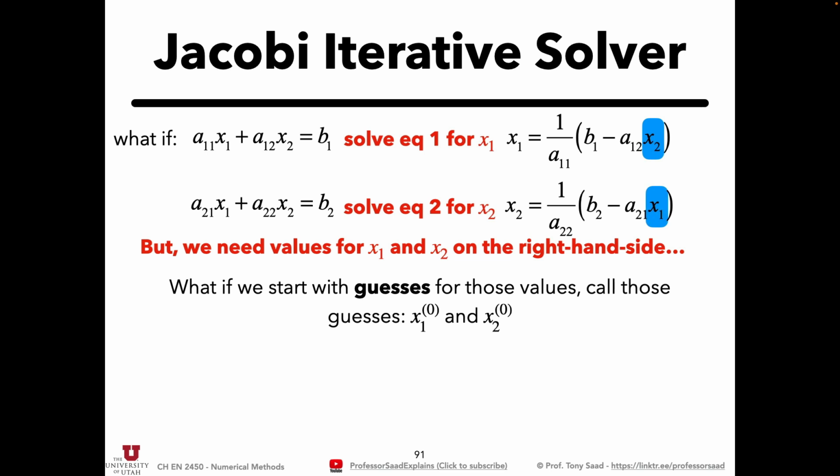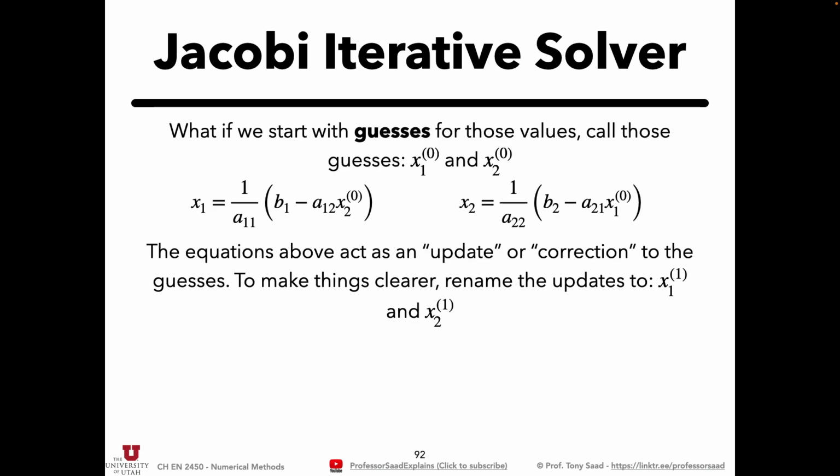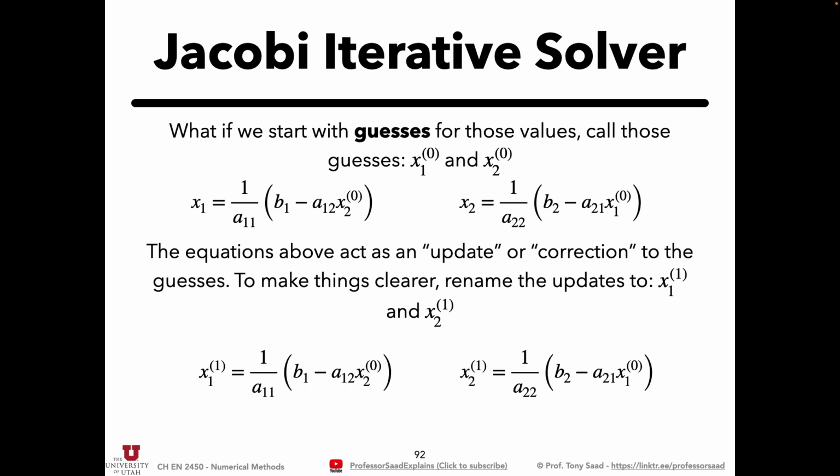So you start with an initial guess. Let's call them x1 guess 0 and x2 guess 0. So that's the first guess. This is only an improvement on the guess. Let's give it a counter. Let's call it x1 1 and x2 1. See what I did?